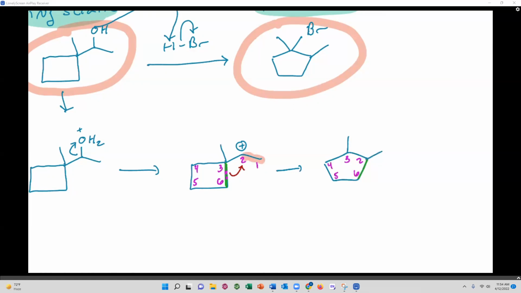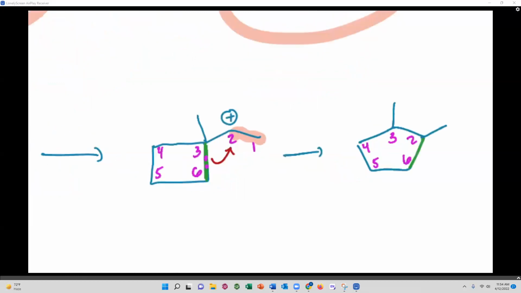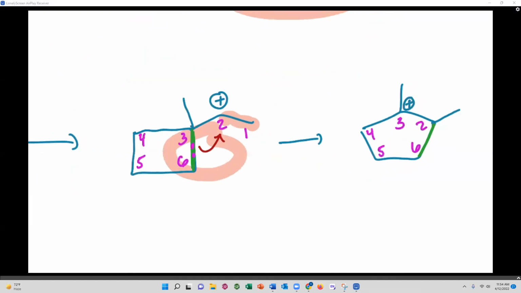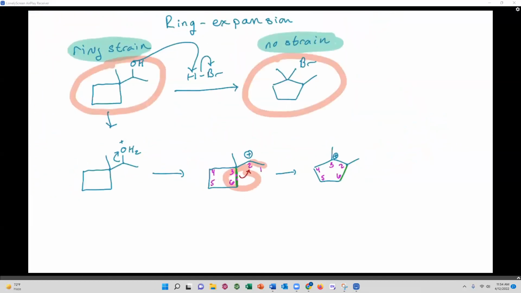Now if I took the electrons away from carbon 3 and put them between 6 and 2, then what does that leave me on carbon 3? Well, I took these electrons away right here. Carbon 3 now has a carbocation, and the bromide that we formed in the first step can now come and attack and form that species there.